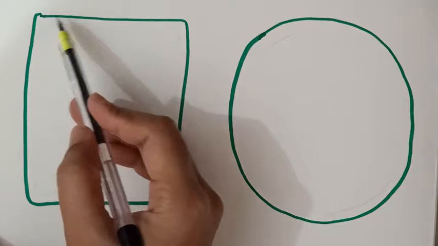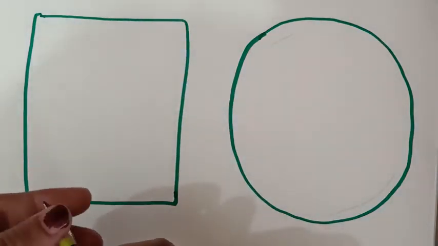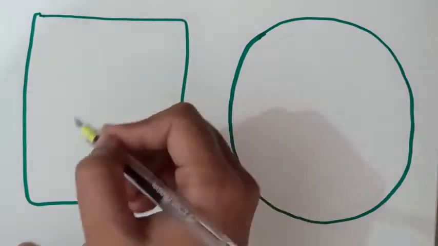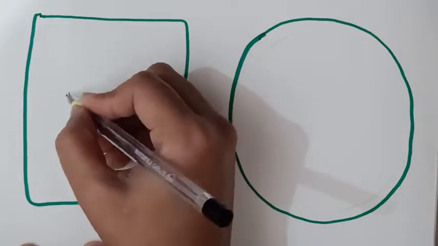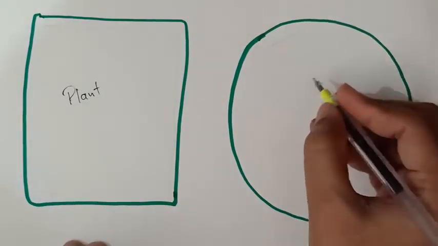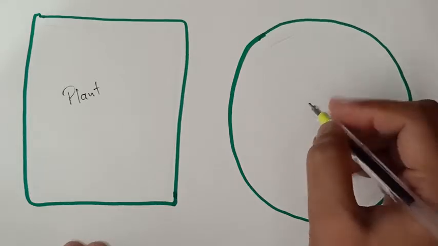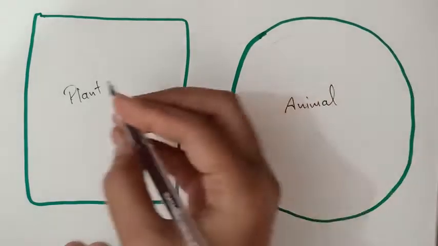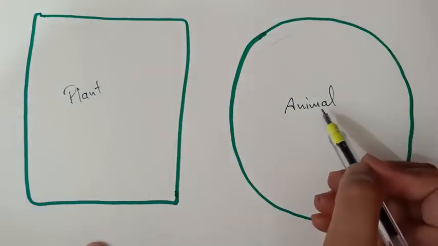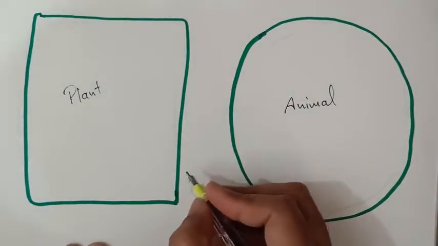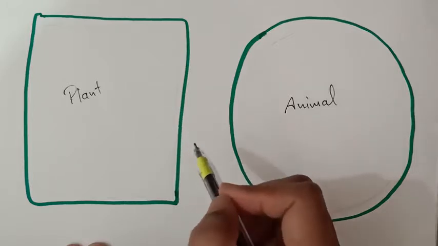Student, here I have two different kinds of cells. A rectangular cell is a plant cell, whereas an animal cell could be oval or circular. So first one is plant cell and this one is the animal cell, and this is the outermost membrane. This is known as plasma membrane.